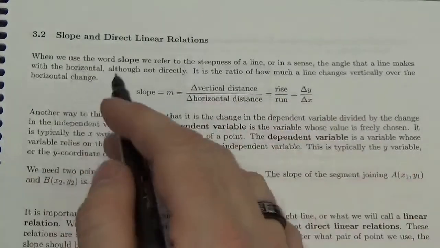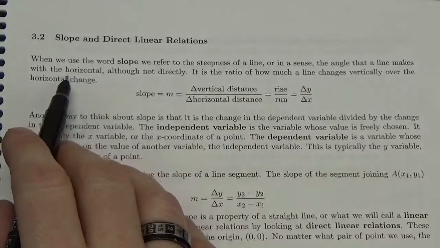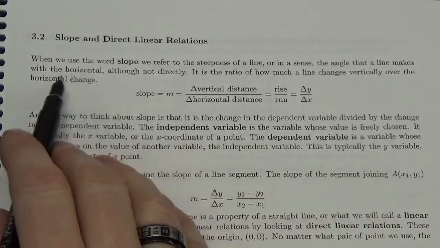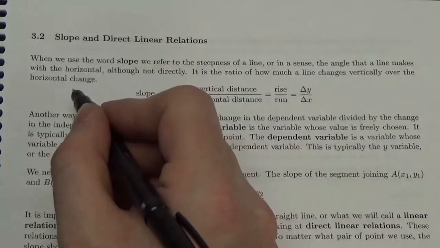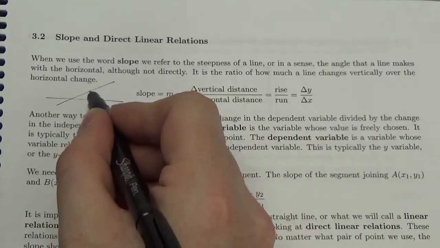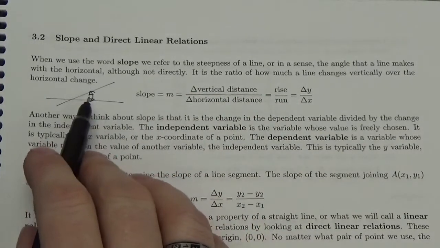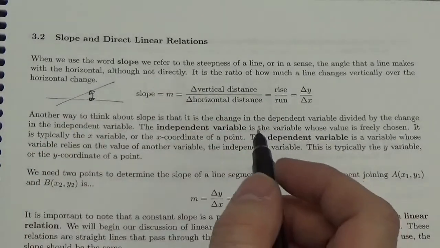Now in this little paragraph here I also mentioned that if you want to think about it, it's almost like a measure of the angle that a line makes with the horizontal. So here's your line right here, then here's the horizontal. In some ways it's sort of like that, although it's not directly that. Slope isn't this angle, but it's closely related to that angle.